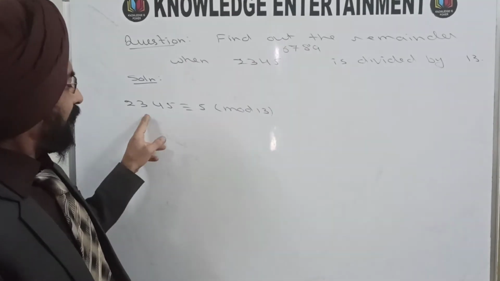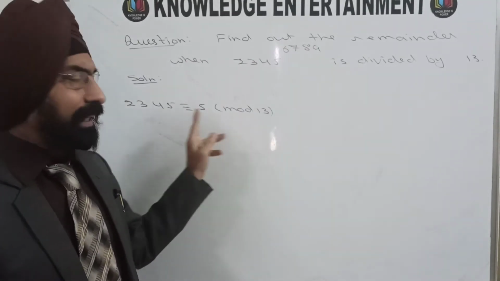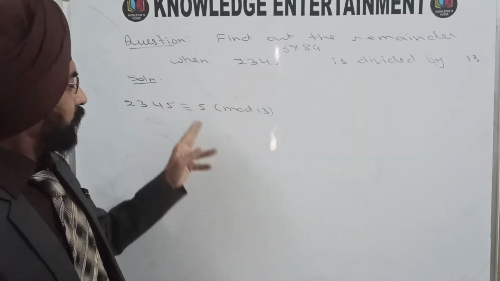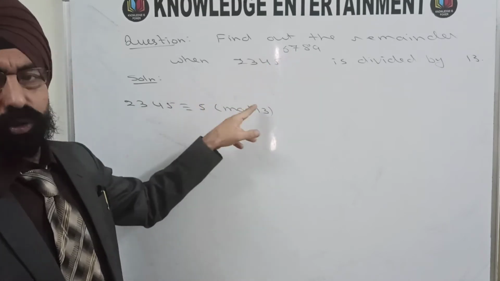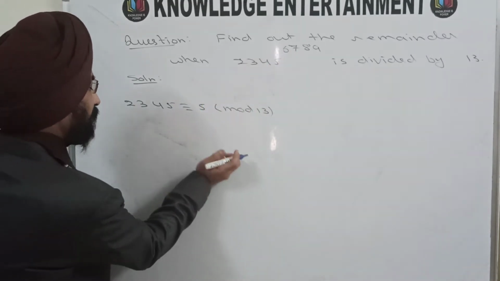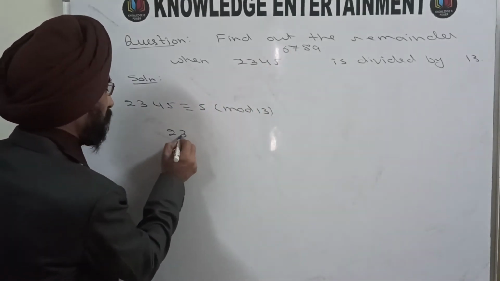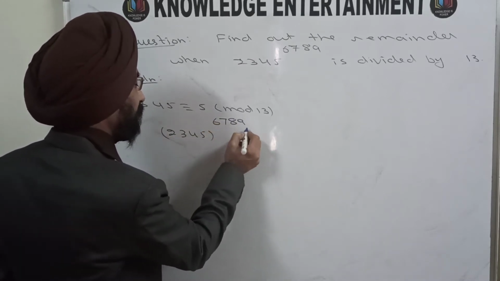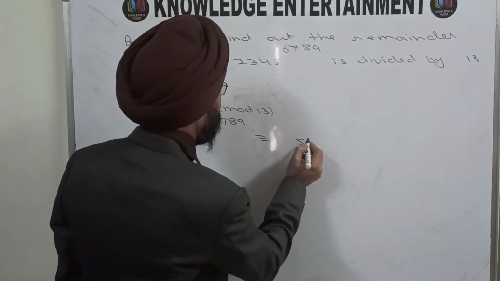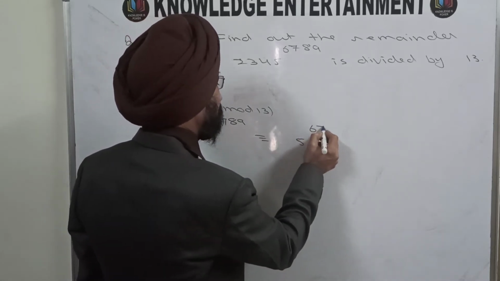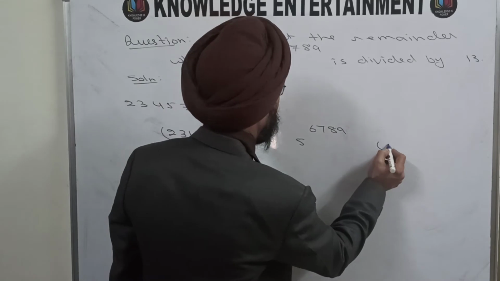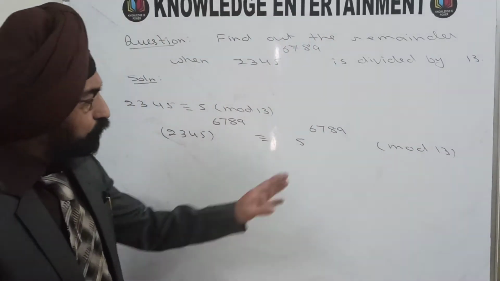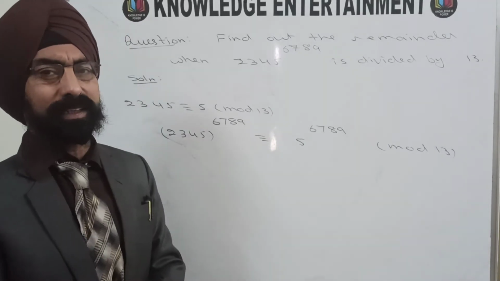Once again, if A is congruent to B modulo M, then A raised to the power n is congruent to B raised to the power n modulo M for every n. So take power 6789 both sides. So what you are going to get is that 2345 raised to the power 6789 is congruent to 5 raised to the power 6789 modulo 13. And this power, these powers now I am going to break.